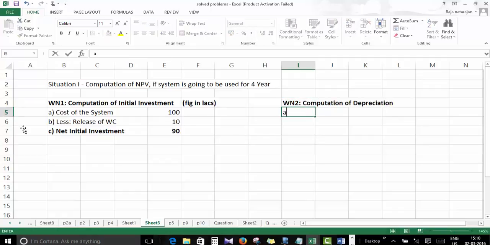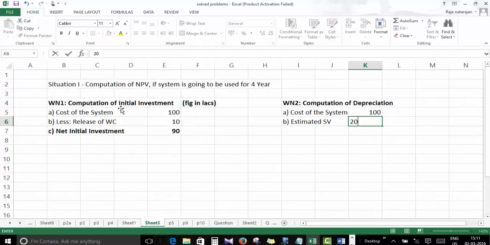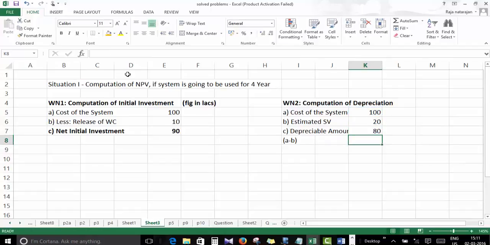Right? So what is the cost of the asset or cost of the system? Cost of the system, already we have written, it is 100 lakhs. And what is the estimated salvage value? I'll write estimated SV, salvage value, it is 20 lakhs. So it's going to be 20. And so what's the depreciable amount? Depreciable amount is nothing but A minus B. So it is 100 minus 20, that's the depreciable amount.